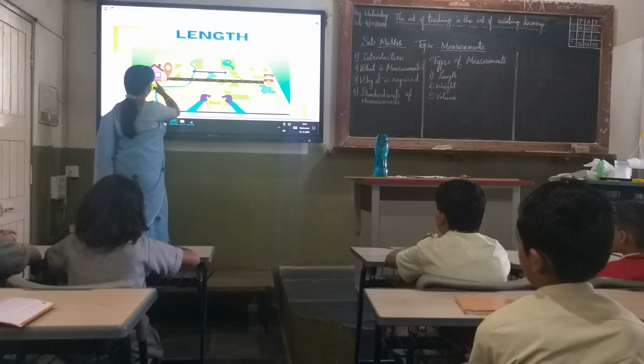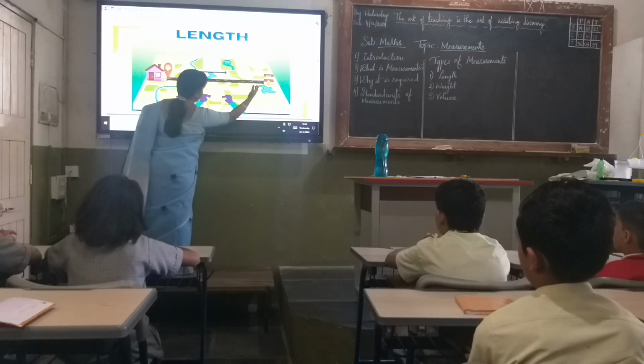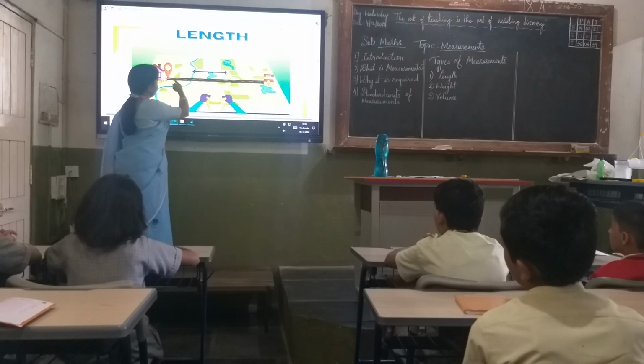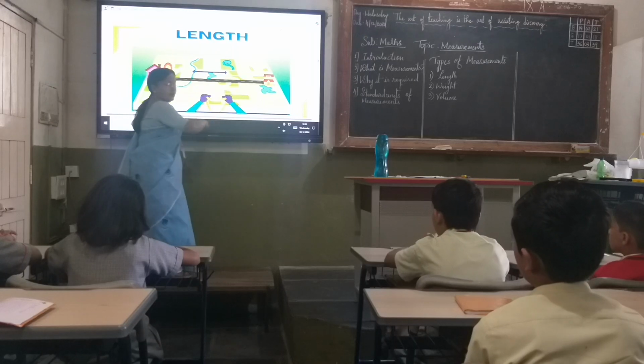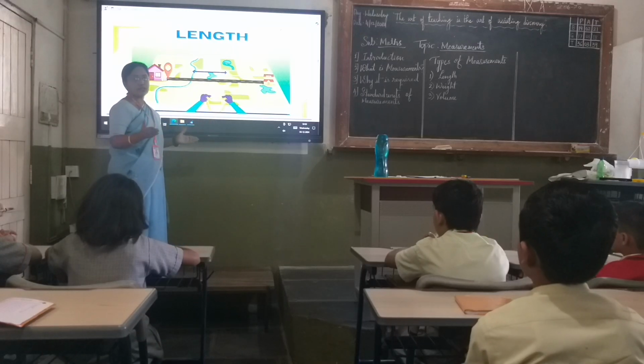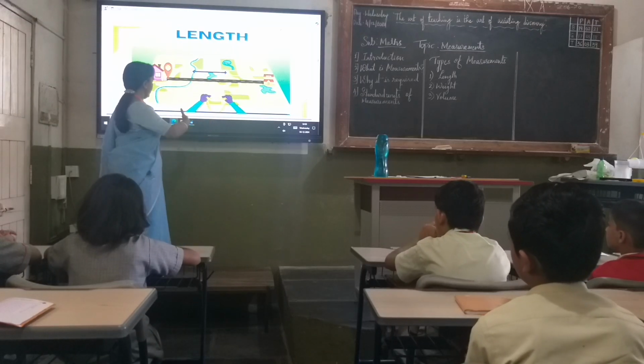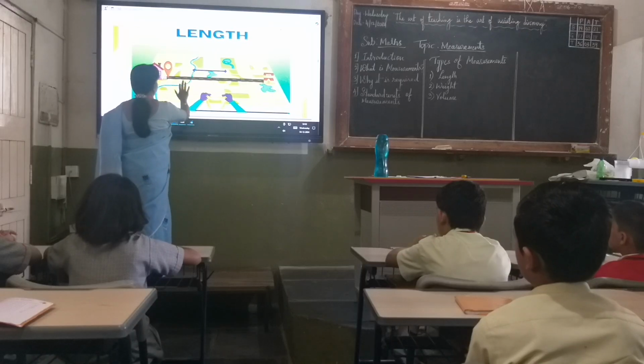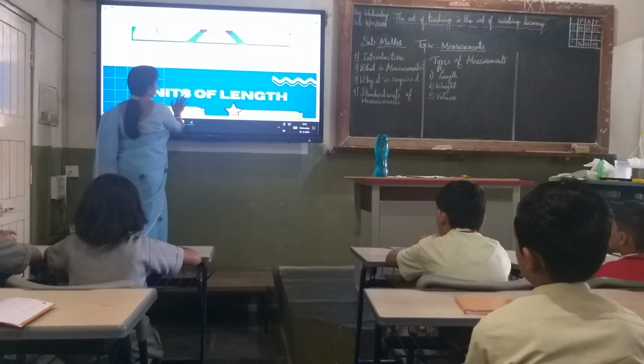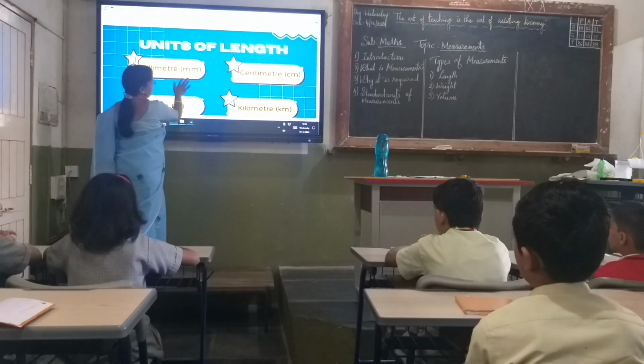See here, the house is here, one more house is here. We can measure the distance. We can even measure the distance between different cities. For this, we use the larger units, that we will learn one by one here. The next is units of measurements.